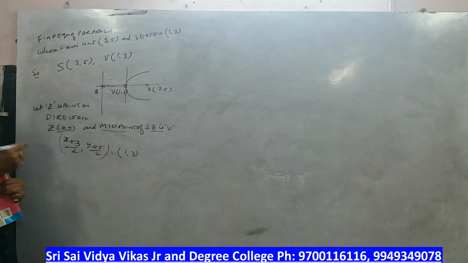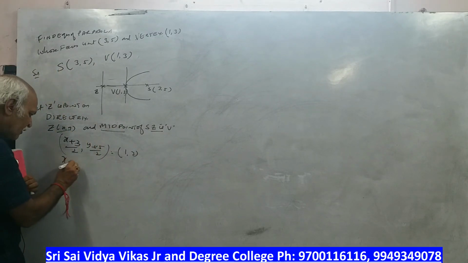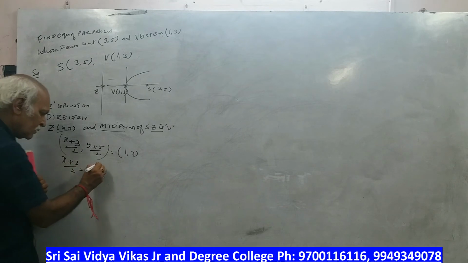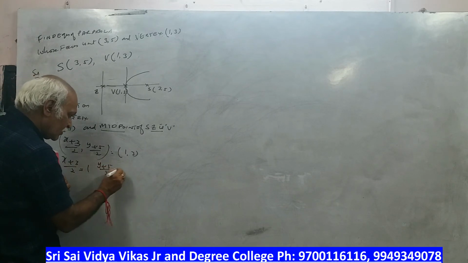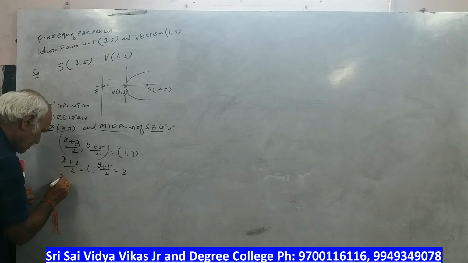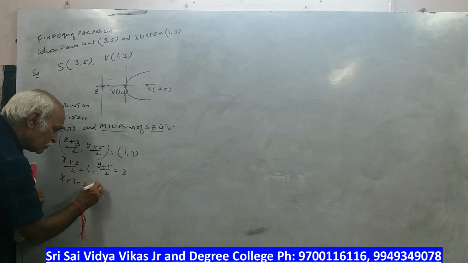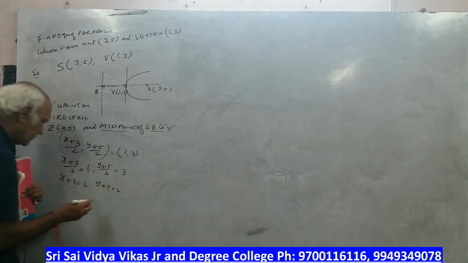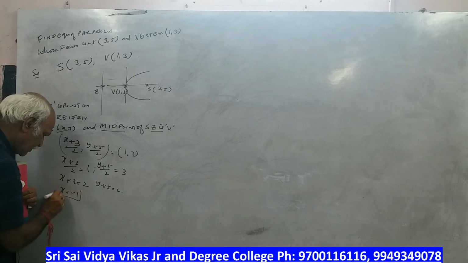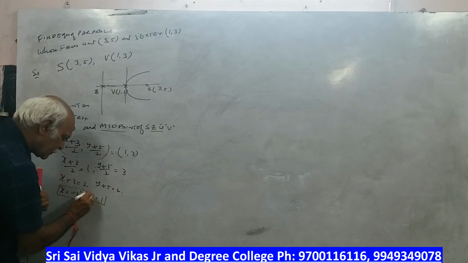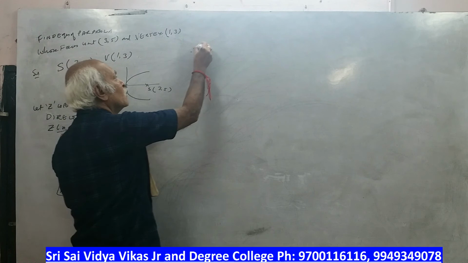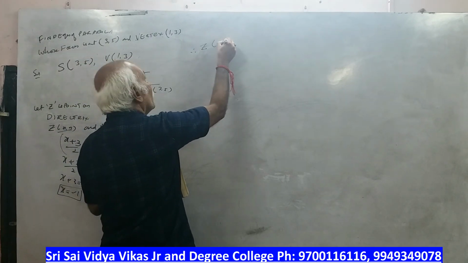What is the midpoint formula? (x1 plus x2)/2. So (x plus 3)/2 is equal to 1, (y plus 5)/2 is equal to 3. So x plus 3 is 2, y plus 5 is equal to 6. So x is equal to minus 1, y is equal to 1. Therefore Z coordinates are (minus 1, 1).